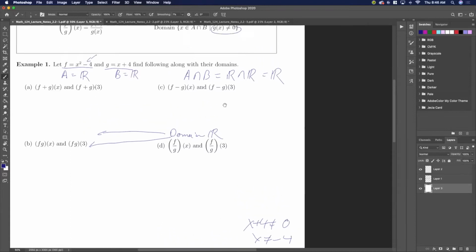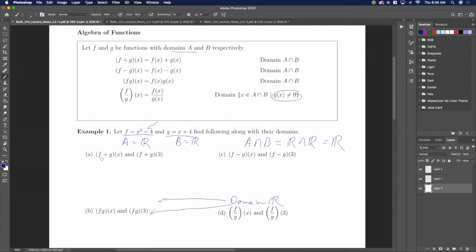Okay. All right. So we're going to do the first part first. I'm going to do the x part, and then we're going to do the 3, and I'll do the 3 separately each time, okay? All right, so we have the domain. So when we add a function, f plus g of x, here we're just going to take f of x plus g of x. Well, what's f of x? Well, it's right here: x squared minus 4. What's g of x? Plus g of x, which is x plus 4.